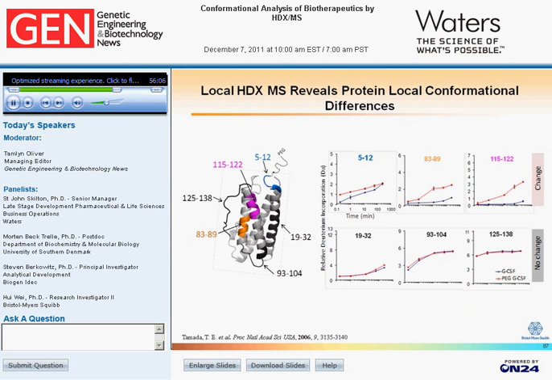Another peptide, which is 115 to 122, is also located closer to the pegylation site in the 3D structure. It also showed a more rapid exchange rate in the pegylated version than the non-pegylated version. The peptide 83 to 89 is a peptide in an alpha helix region, and this one also has a higher deuterium exchange rate in the pegylated version than the unpegylated version.